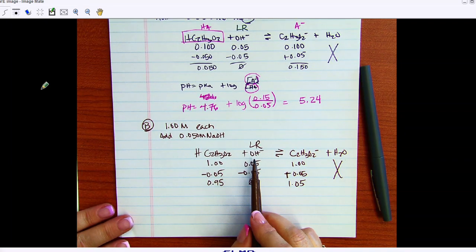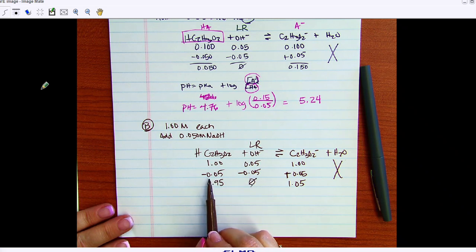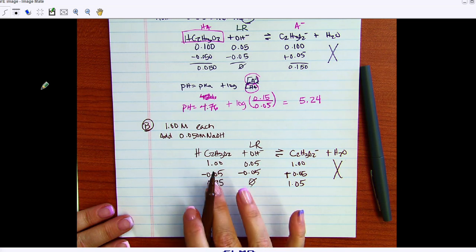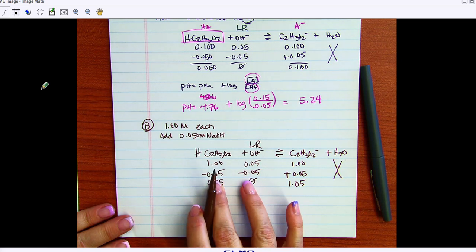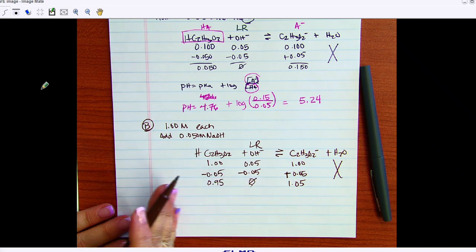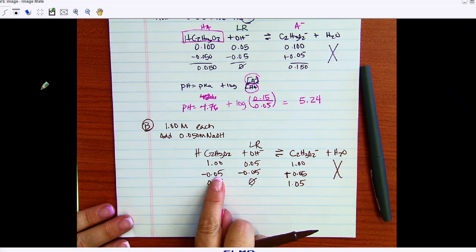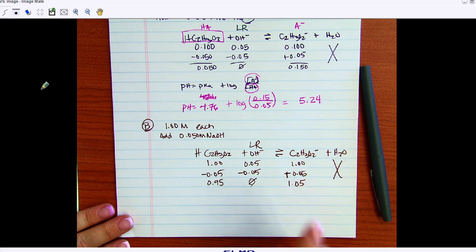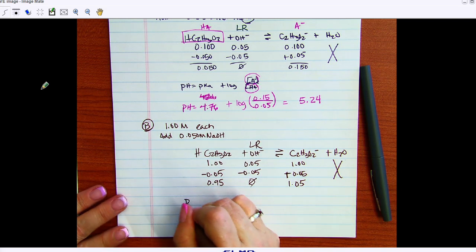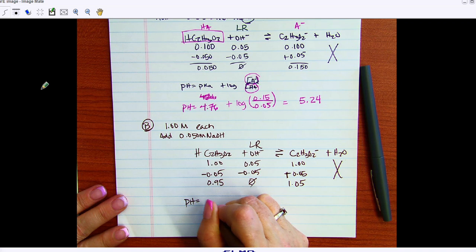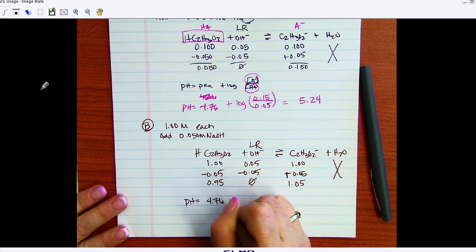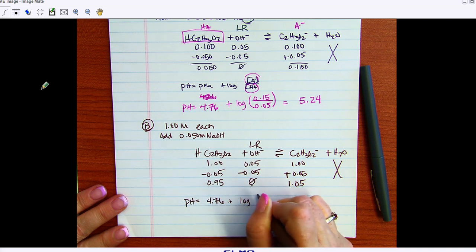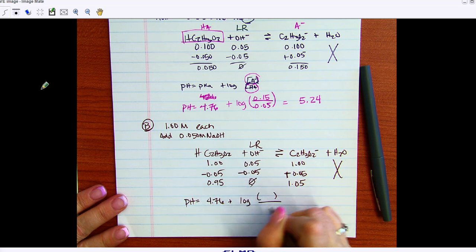So what I did was limiting reactant was this one, so I subtracted 0.05 here, so I would have none of it left. Also, I have to subtract from the acetic acid because they're both on the reactant side. So if I'm subtracting this one, I got to subtract this one. Adding on the product side, pH equals the pKa, which we already know is 4.76. So I'm going to cut that corner just a little bit.